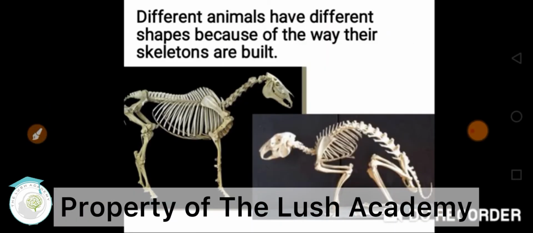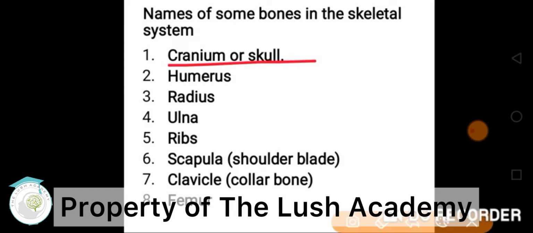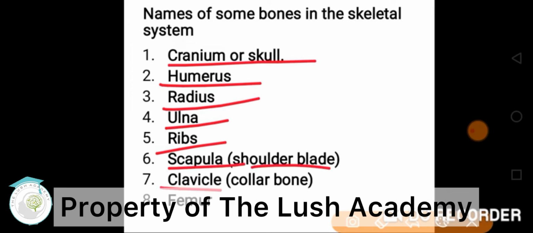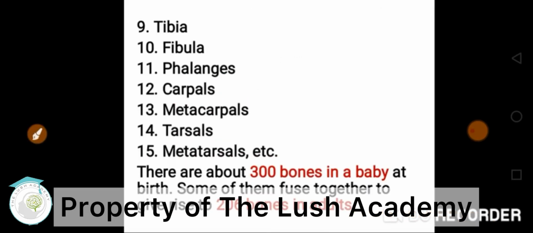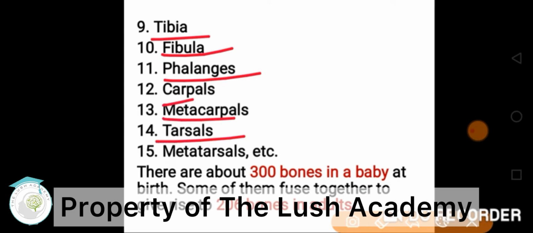So let's look at all their names. We have seen cranium or skull, humerus, radius, ulna, ribs, scapula, the shoulder blade, clavicle, the collarbone, femur, the longest bone, tibia, fibula on the leg, phalanges, carpals, metacarpals, tarsals, metatarsals, etc. Now, that brings us to the number of bones in the body. We have seen only 15, right? But there are about 300 bones in a baby at birth. An infant, a newborn, 300 bones.